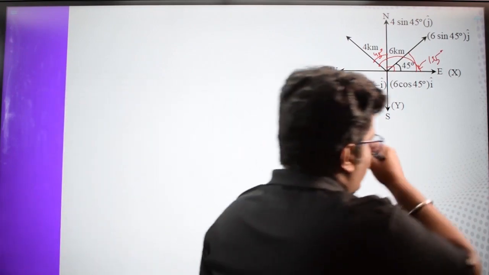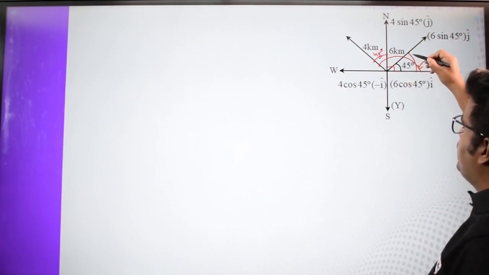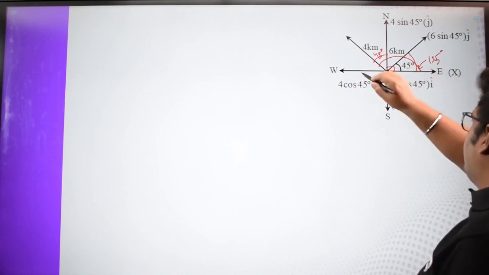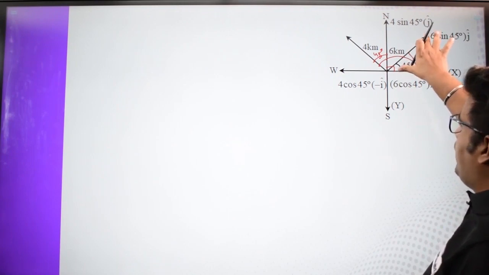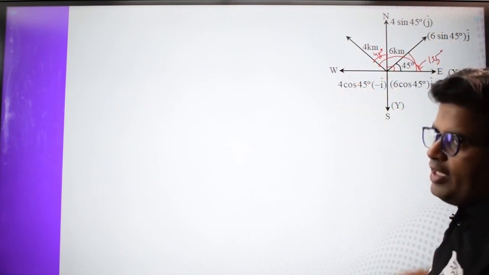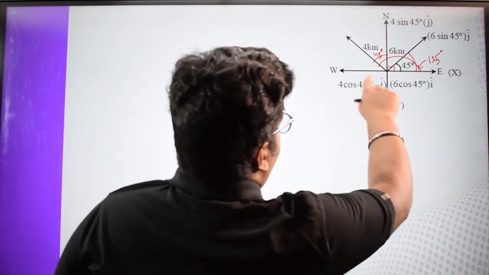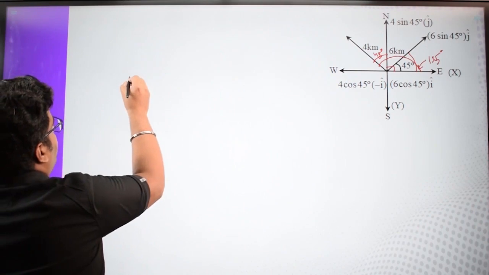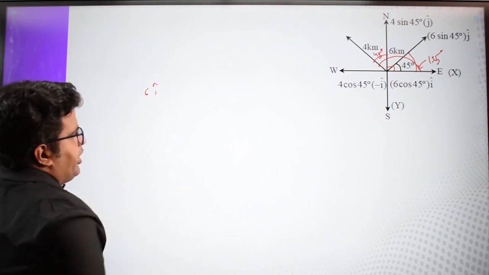See how we'll resolve. See, we have 6 kilometer in this direction, which makes an angle of 45 degree with the x-axis. Let's say this east-west axis is your x-axis and north-south is your y-axis. So we'll resolve this vector along the x-axis and along the y-axis. That is, we are going to take its component. So what we will have along the x-axis, if we say for 6 kilometer displacement, we'll have the vector as what? 6 i cap, right?